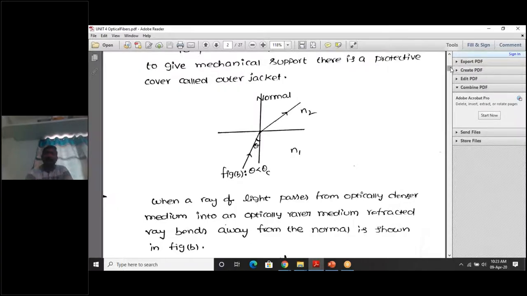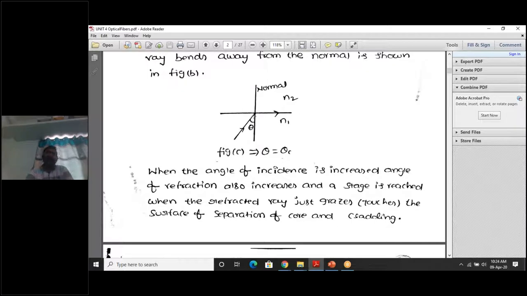At a particular angle of incidence theta, the angle of refraction increases and becomes 90 degrees. Here you clearly see the angle between this boundary line and this normal is 90 degrees. So at a particular angle of incidence, the angle of refraction becomes 90 degrees and the light ray undergoes refraction along the boundary line. This particular angle of incidence theta is called the critical angle. So what is the critical angle? Critical angle is the angle of incidence in the denser medium such that the angle of refraction is 90 degrees.